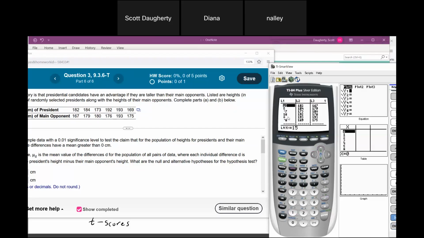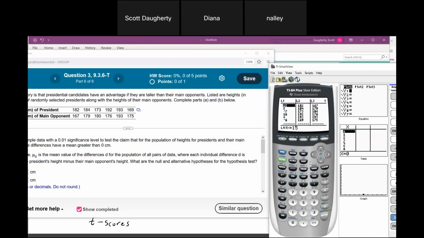So now the differences are in L1. For my calculator, I guess I have to have them in L1. If you have a newer calculator, when you do one variable statistics, you can select which column you're going to do the one variable statistics on. Apparently, I can't do this on the older calculator. So do it this way if your calculator is like mine. Just make sure L1 has your differences in it.